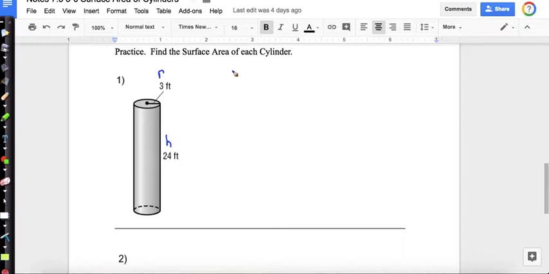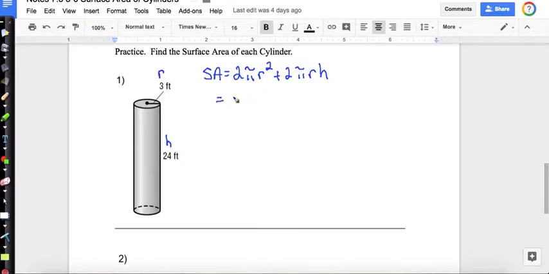So step 2 is to write the formula. SA equals 2 times pi times radius squared plus 2 times pi times radius times height. Now remember, this first part is the two circles, and this second part is the rectangle.